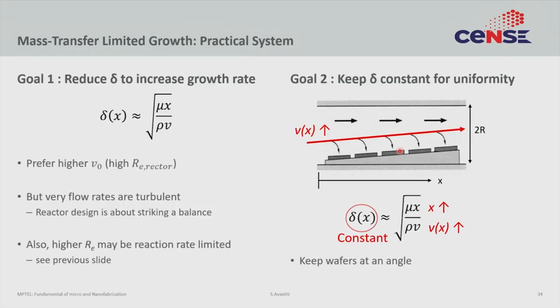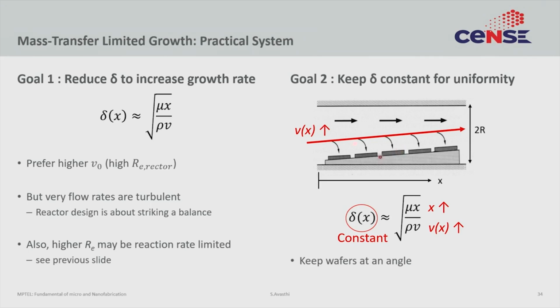Now supposing you were to make a practical system that works under mass transport limited growth, right? So your goals would be twofold. One is that you would want to create a system which has as high a growth rate as possible, because that saves time, and time is money. And the second is you want it to be uniform. So given all the non-idealities we have discussed, what can you do to actually get there?